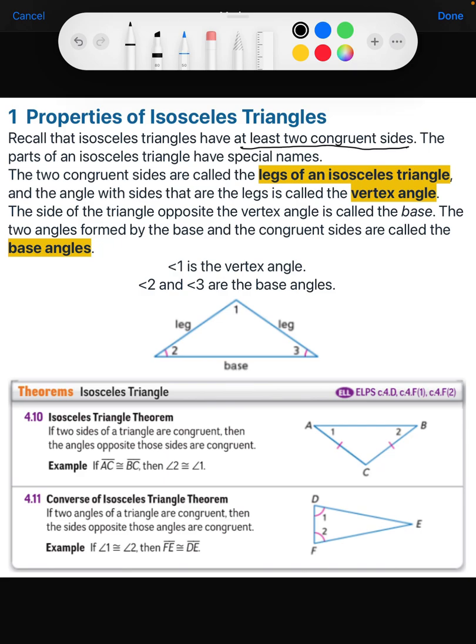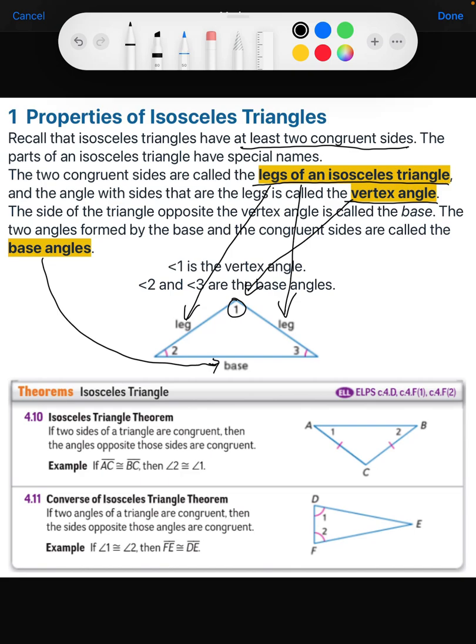The two congruent sides are called legs of an isosceles triangle, and the angle with the sides that are the legs is called the vertex angle. So our vertex angle would be here, and our legs are here. The side of the triangle opposite the vertex angle is called the base. So our base side is going to be that one right there.